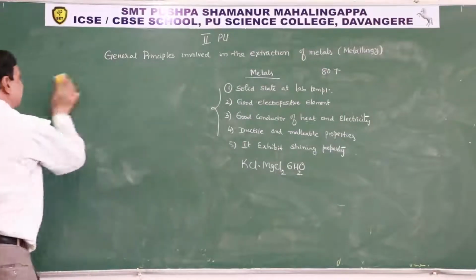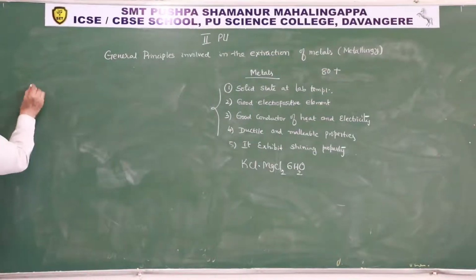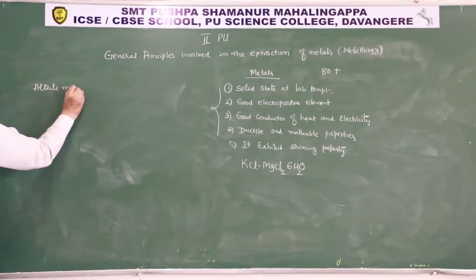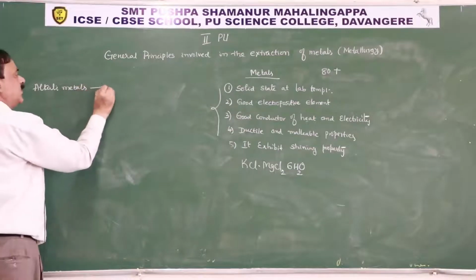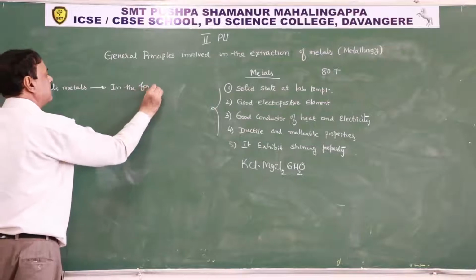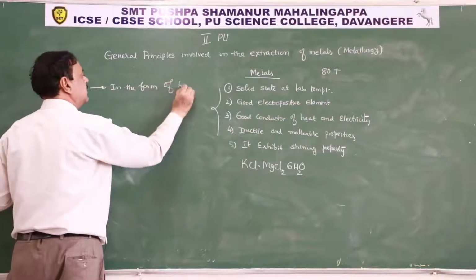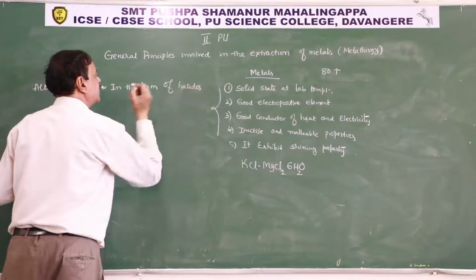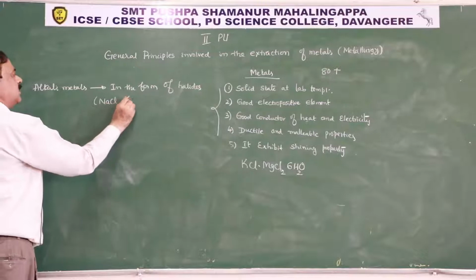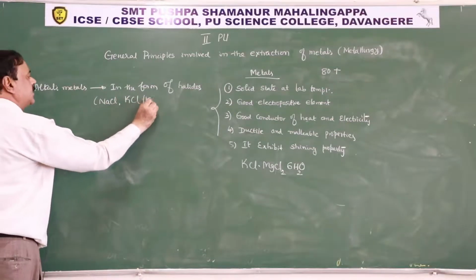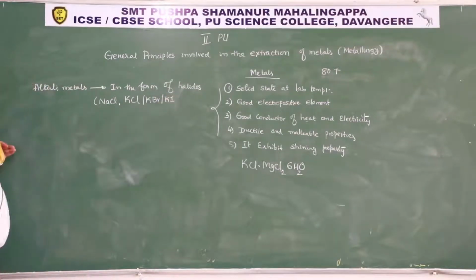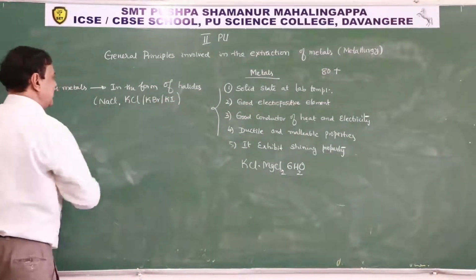Now, the alkali metal family occurs in the form of halides. That is why sodium is found in the form of sodium chloride, and potassium in the form of potassium chloride, potassium bromide or potassium iodide. These are good examples.